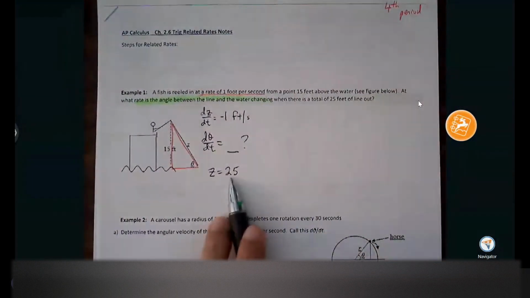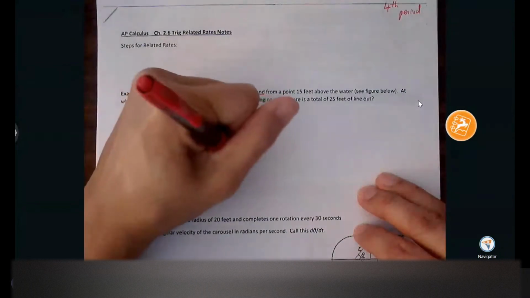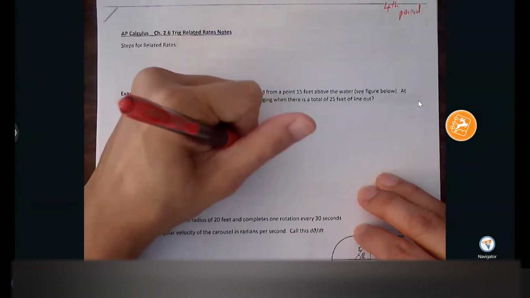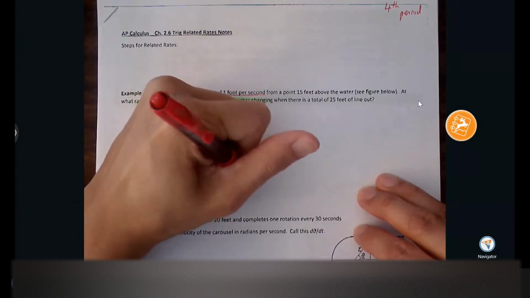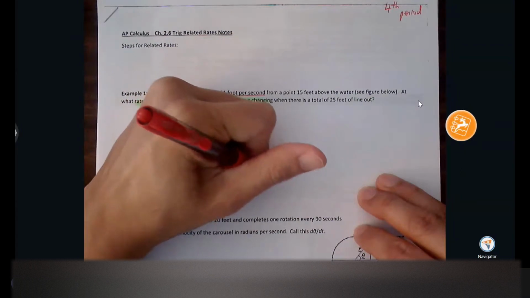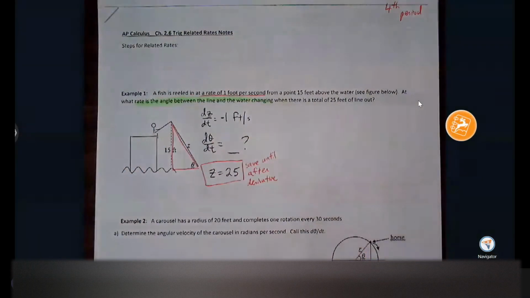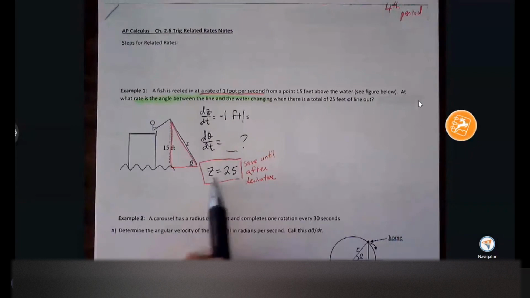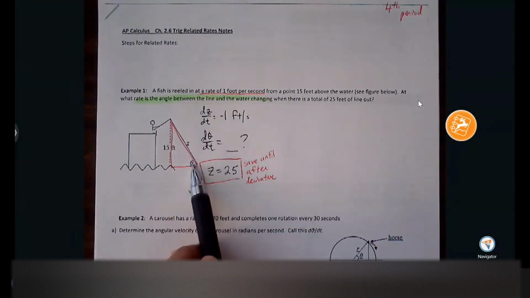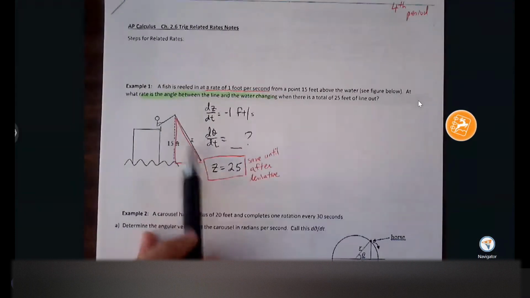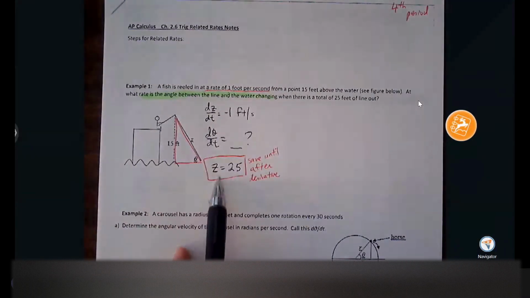Okay, we do have to be careful here because we don't want to use this information too soon. So we're going to save this until after the derivative. Because if we use this 25 in too soon, then we're saying that this line is never changing, which is not true, right? We know that the fish is being reeled in. This is getting shorter over time, but we are going to use this after the derivative.